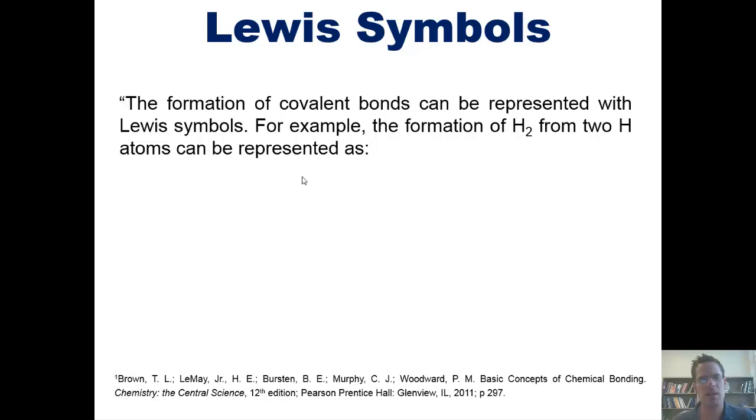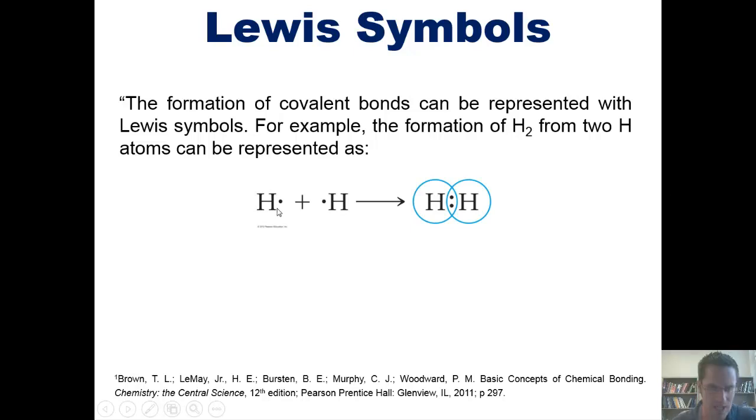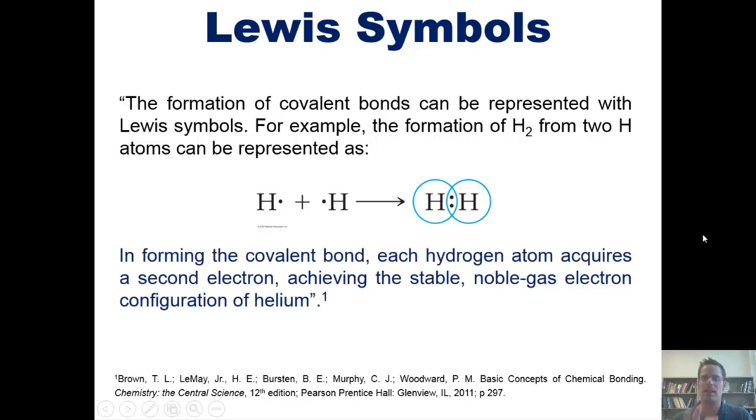The formation of covalent bonds can be represented using Lewis symbols. For example, the formation of H2, a molecule of hydrogen, from two individual hydrogen atoms can be represented like this. If I have two individual hydrogen atoms, each with its single valence electron, when they go together, they snap those two electrons into each other's holes in a complementary fashion to form this molecule. This is H2, or a Lewis diagram of H2. In forming the covalent bond between these two hydrogen atoms, each hydrogen atom acquires a second electron from its partner, which makes each hydrogen atom feel as if it's achieving the stable noble gas configuration of helium.